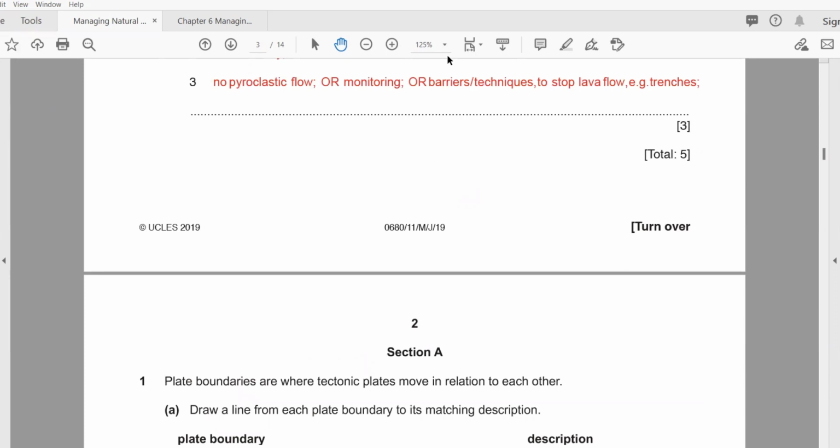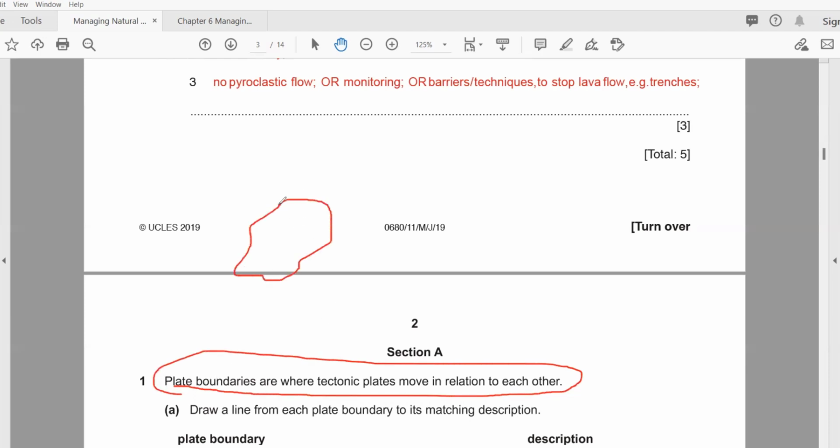Okay. Now they have given that plate boundaries are where tectonic plates move in relation to each other. So for example, this is one tectonic plate, and this is another tectonic plate. This area where they meet each other is known as a plate boundary.